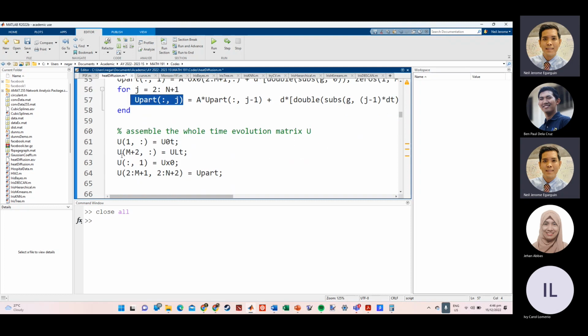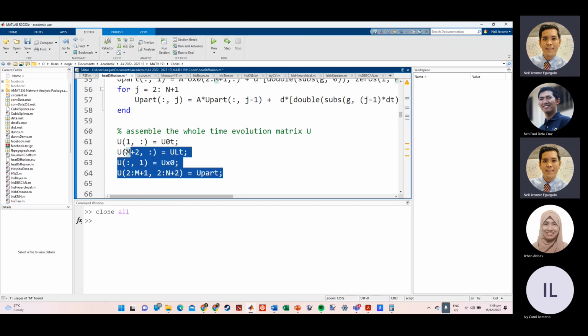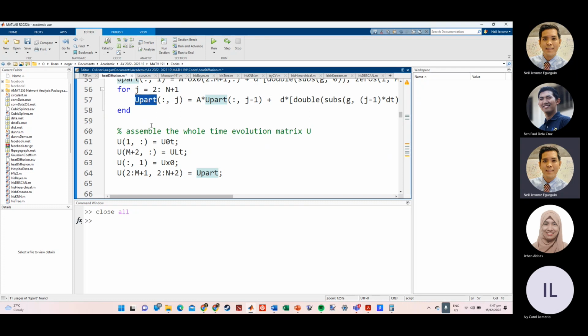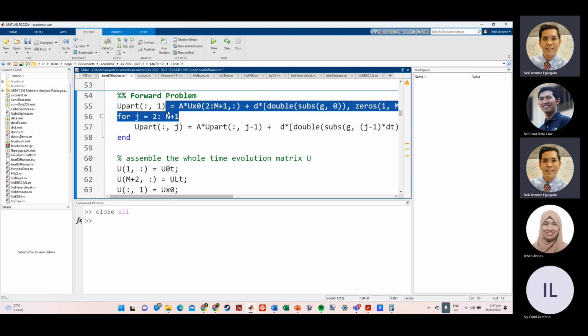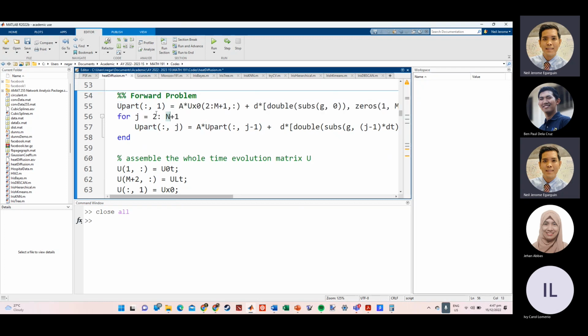Tapos inassemble ko lang yung buong time evolution matrix, capital U. Kasi yung U part, siya lang yung nandun sa interior. Hindi kasama si T sub 0 at saka actually si T sub 0 lang yung hindi kasama kasi kasama na rin si T sub n plus 1. Because the iteration here goes from 2 until n plus 1. So kasama na si T sub capital N plus 1, which is capital T.